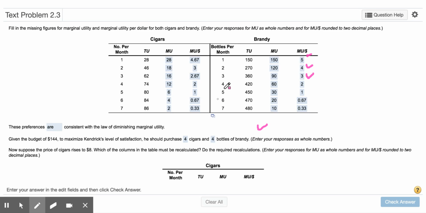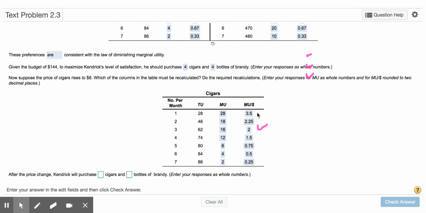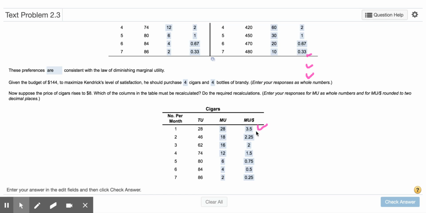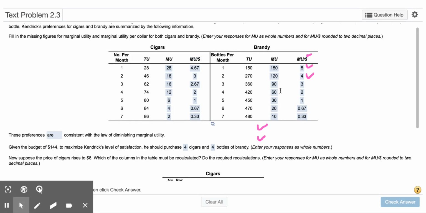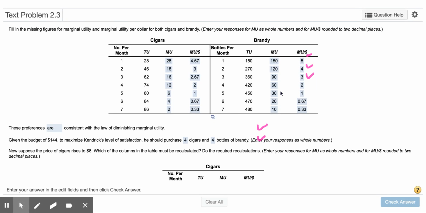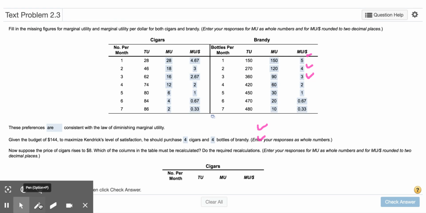Should he buy the fourth brandy, we give him 2. And over here, if he spends that money on cigars, we give him 2.25. That's higher than 2, so we should buy the second unit of cigars. Now, should he spend the money on the third unit? Well, we give him 2. And over here, we give him 2. So they are equal. So we can pick either one.